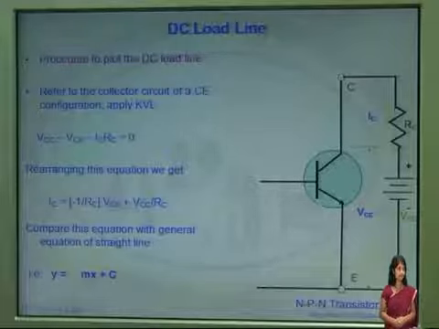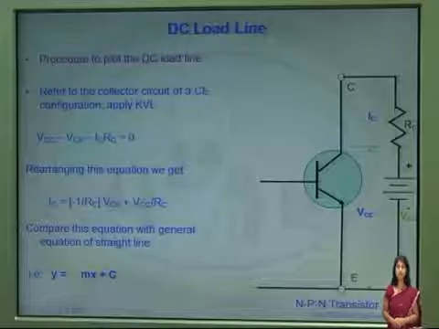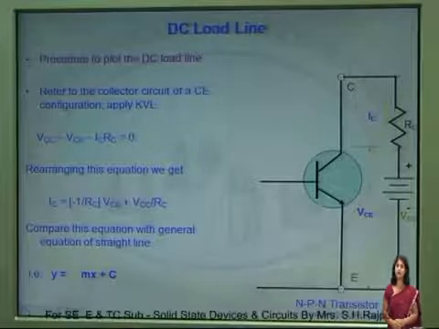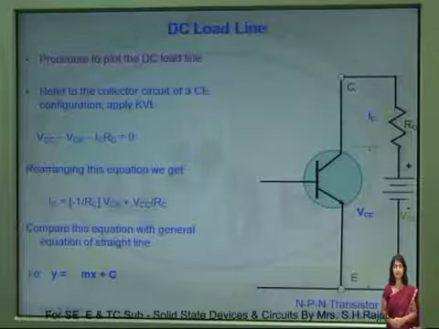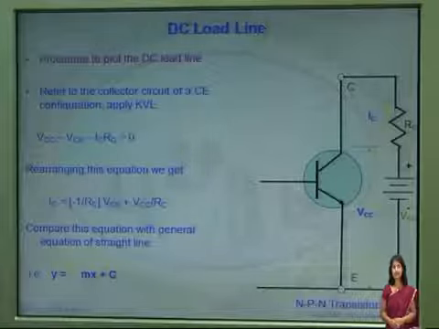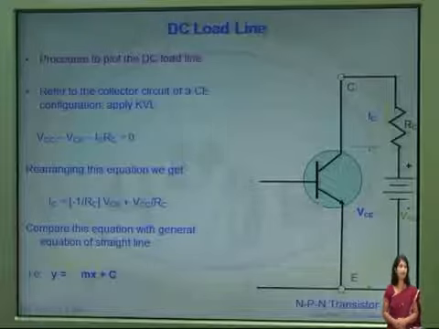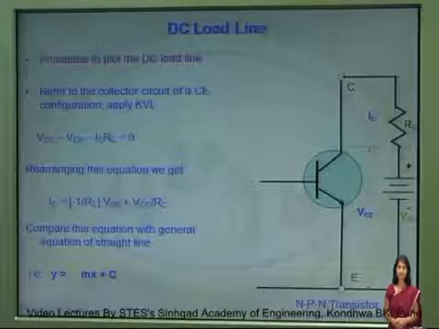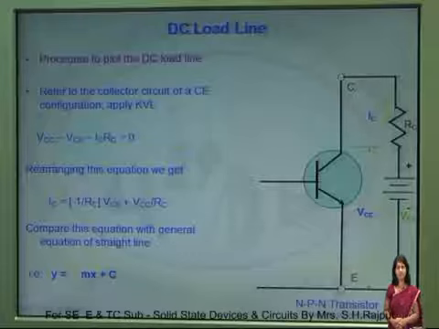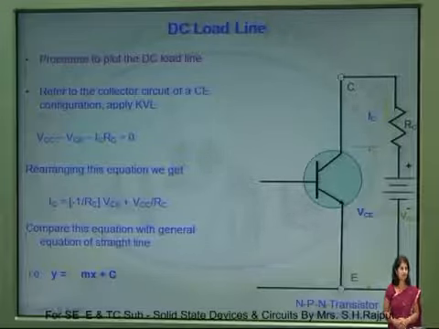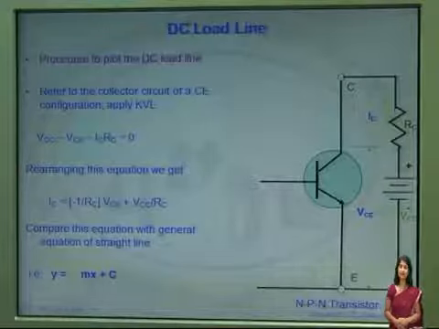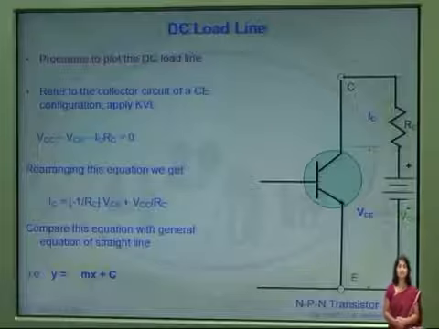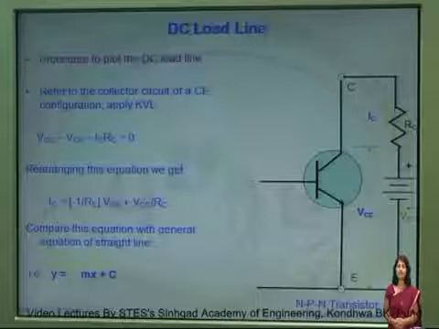Now if I rearrange the equation, I can write IC equals minus 1 by RC into VCE plus VCC by RC. If I compare this equation with the straight line equation y equals mx plus c, I can write y stands for IC, the collector current, m stands for the slope, minus 1 by RC, x stands for VCE, the collector to emitter voltage, and c stands for the constant, VCC by RC. So IC is given as minus 1 by RC into VCE plus VCC by RC.